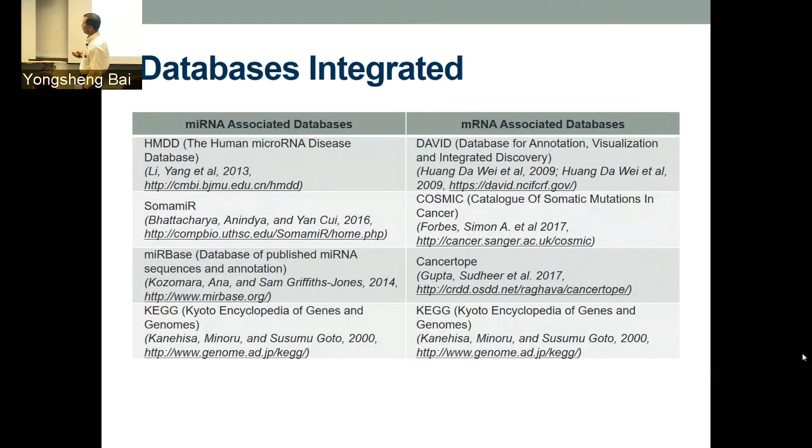For mRNA, we have DAVID, a very well-known database for functional annotation that looks at GO term information. Another one is COSMIC, which looks at somatic mutations in cancers, because we use example cancer sequencing data as the data set and want to look at cancer-specific information. Also CancerTope, which looks at isoform and immunology information on how microRNAs and genes could be associated with that. And again the same for KEGG, which I already mentioned.